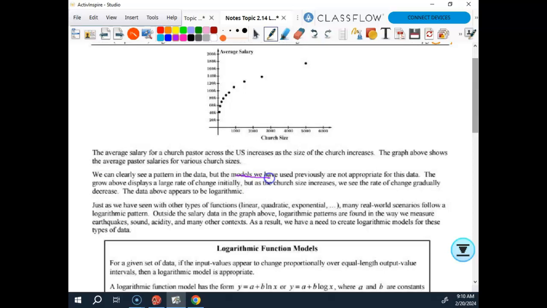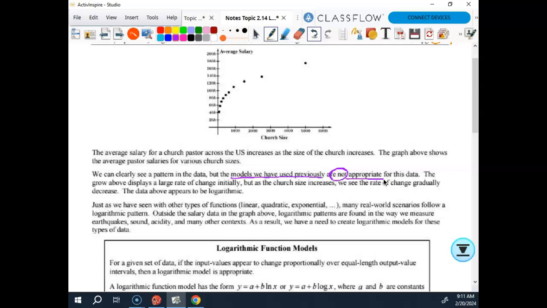Models we've used previously are not appropriate, meaning that in the past, we used linear, clearly not linear. We used quadratic, not quadratic. What else did we do? We did exponential, not exponential. I mean, it looks like something we're familiar with. What does it look like? Logarithmic, okay?